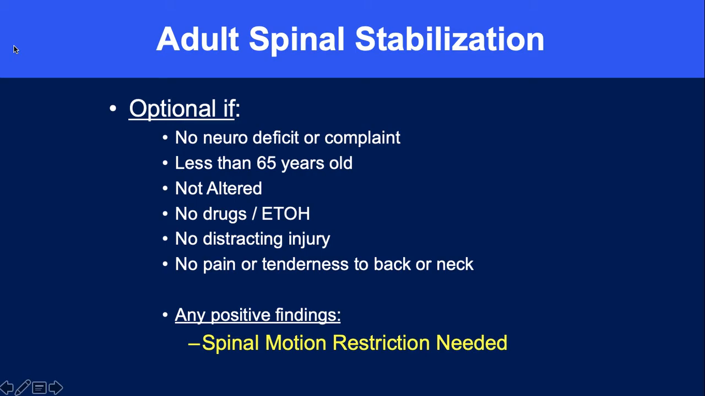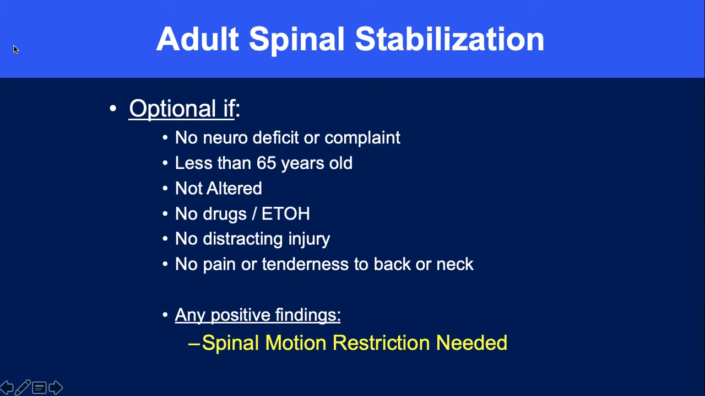Now, when it comes to who needs spinal stabilization, if you encounter someone who's been involved in some type of traumatic event and they have no neurodeficits or complaints, so you've done a complete PMS check and everything's intact, they're less than 65 years of age, they're not altered in any way, they're completely oriented, with full recall of the event, there's no drugs or alcohol that could possibly be inhibiting their ability to understand what's going on or feel pain. They have no distracting injury.